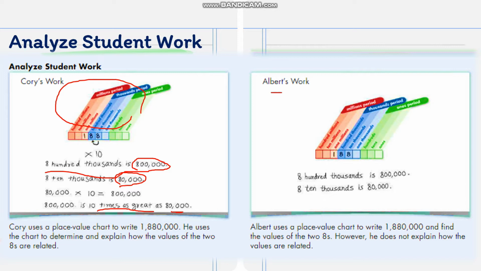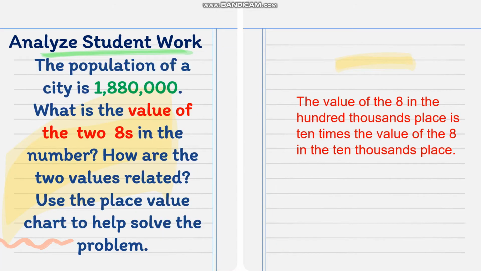For Albert, Albert used a place value chart to write 1,880,000 and find the values of the two eights. However, he does not explain how the values are related, unlike Corey. Now, the answer in this problem: the value of the 8 in the 100,000s place, this first 8, is 10 times the value of the 8 in the 10,000s place.